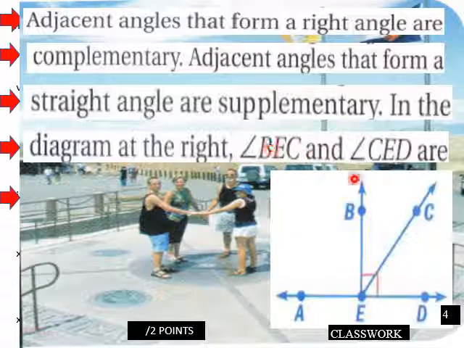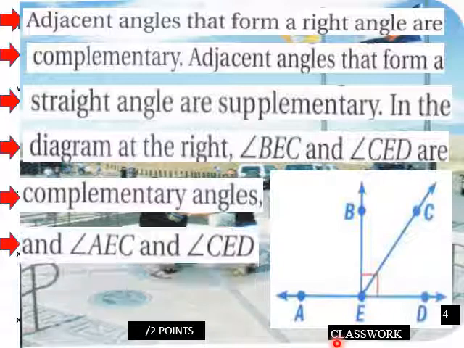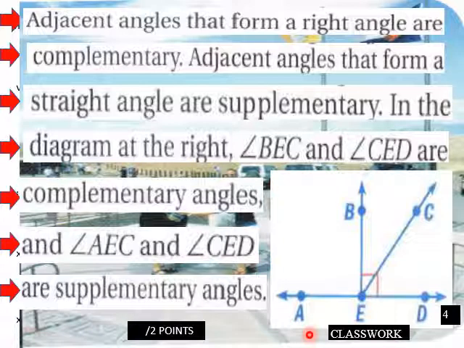So in the diagram at right, angle BEC and angle CED are complementary. We have CED and BEC, and they form this right angle here. And then AEC and CED, they form this straight angle here, which is a supplementary angle. The 180 degree angle here is supplementary.